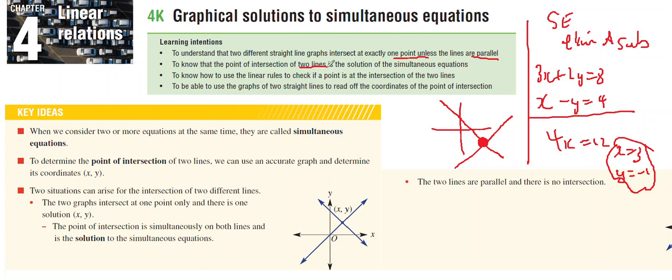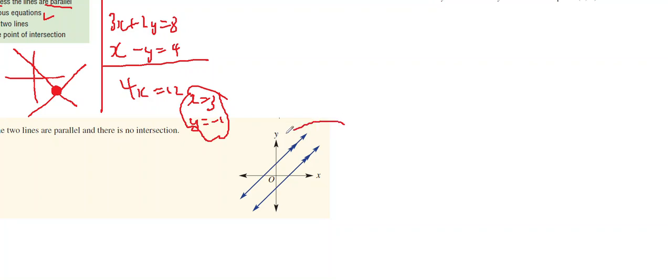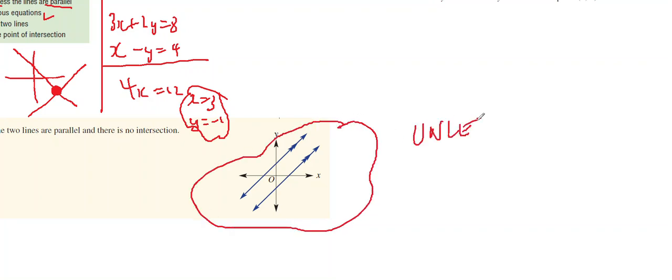That there are two lines needed to solve simultaneous equations, how to check to make sure that your answers are correct, and to be able to use graphs to solve simultaneous equations. Now keep in mind that if lines are parallel, they don't intersect, unless they are identically the same line.